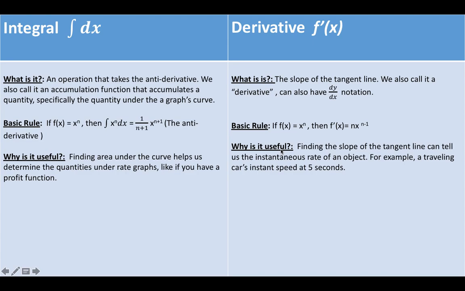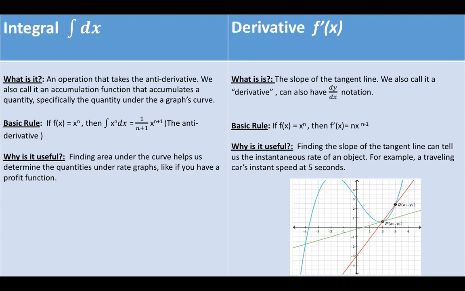But why is it useful? Finding the slope of the tangent line can tell us the instantaneous rate of change of an object. For example, a traveling car's instant speed at 5 seconds. So what do I mean by that? Please make sure you sketch this down. If we have this graph, let's just say it represents a car traveling, decreasing and then increasing in speed, and for the moment we can ignore negative time intervals.